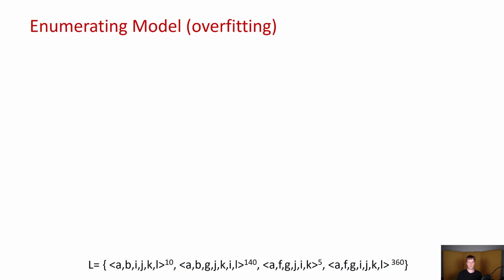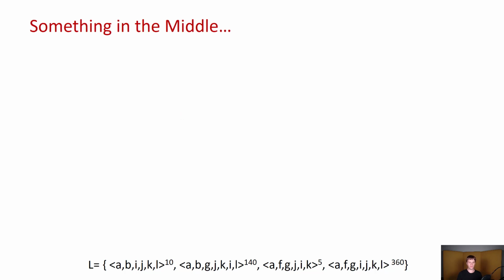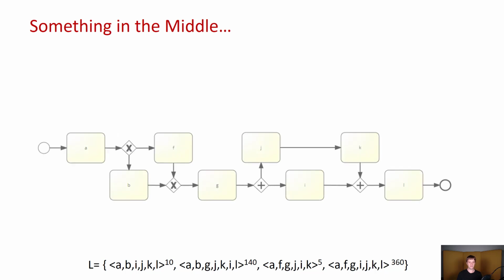Another example would be, or another extreme would be overfitting. For the same event log, we could simply enumerate the traces that we have and repeat them indefinitely. And this is an example of overfitting because it fits all the traces in the event log precisely. However, it also is very restrictive and it can't account for any additional behavior that might actually belong to the given process.